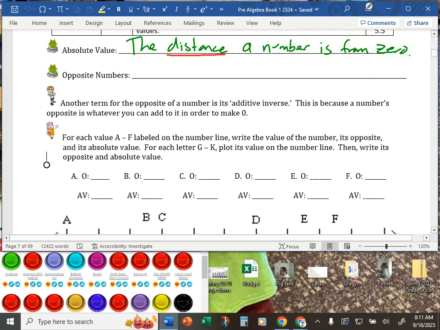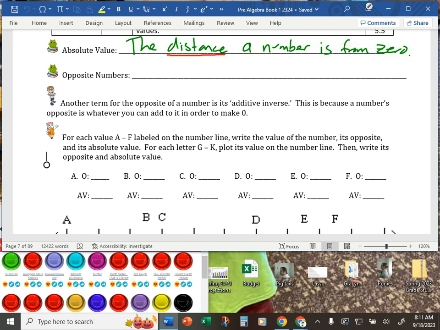The thing about a distance is that a distance can never be negative, right? When you measure something, it's always going to be a positive value. And so by using this word distance, hopefully it reminds us of that. How far a number is from 0, that's always going to be represented as a positive value.